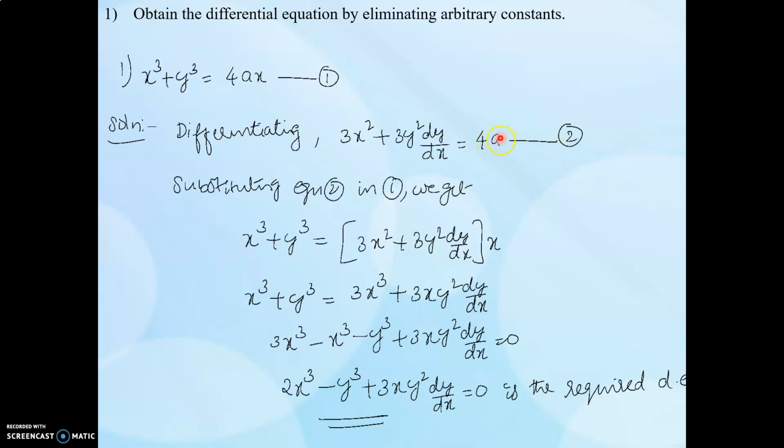Now we can substitute 3x square plus 3y square dy upon dx in the place of 4a. So substituting equation number 2 in 1, we will get x cube plus y cube is equal to 3x square plus 3y square dy upon dx, into x. Now expanding this one, 3x cube plus 3xy square dy upon dx. Now taking these terms to the other side, 3x cube minus x cube minus y cube plus 3xy square dy upon dx is equal to 0. 2x cube minus y cube plus 3xy square dy upon dx is equal to 0 is the required differential equation here.